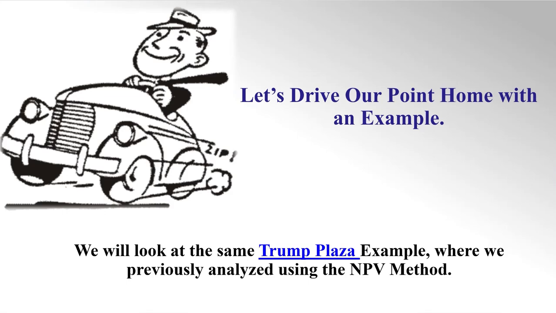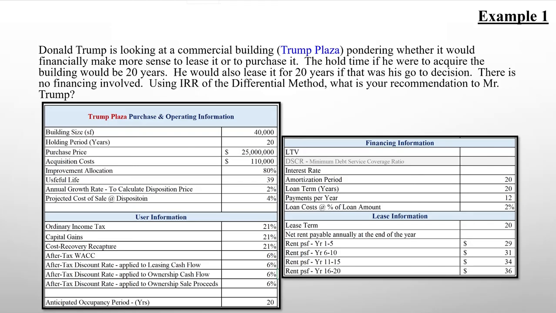So the best way to drive our point home is through an example. As before, we go back to Trump Plaza. This is the same example that we used previously with the net present value method. And the answer should still come out the same, whether you use the net present value method or the internal rate of return of the differential.